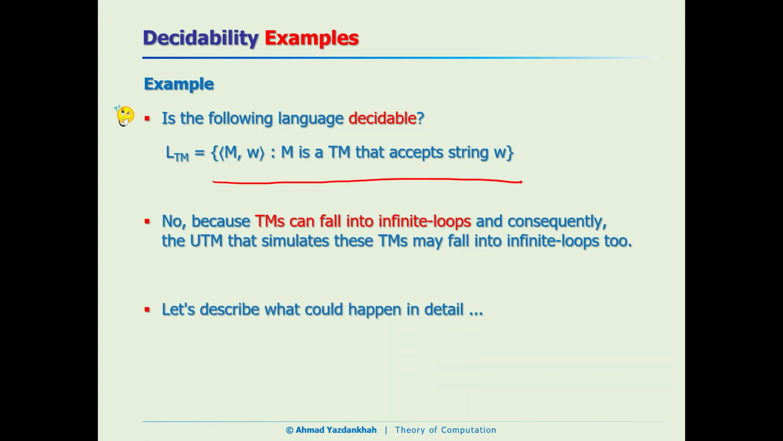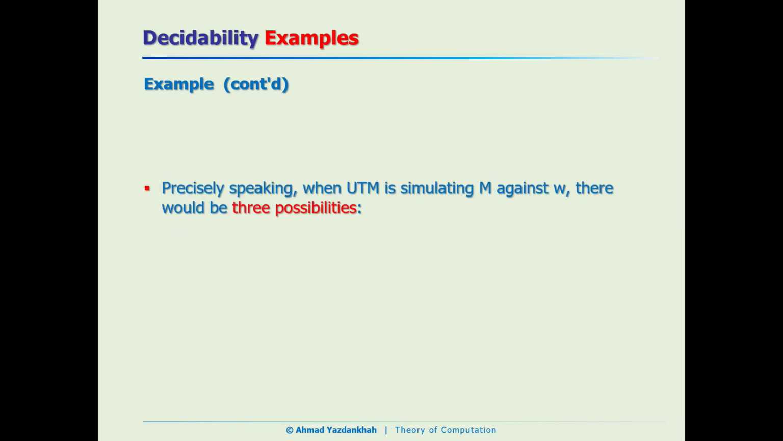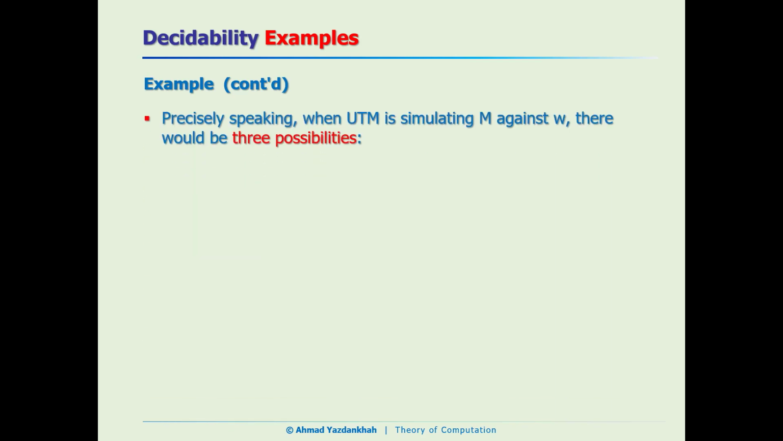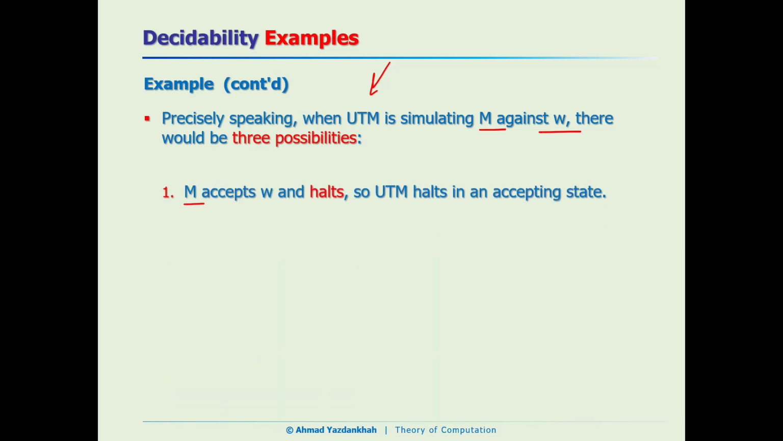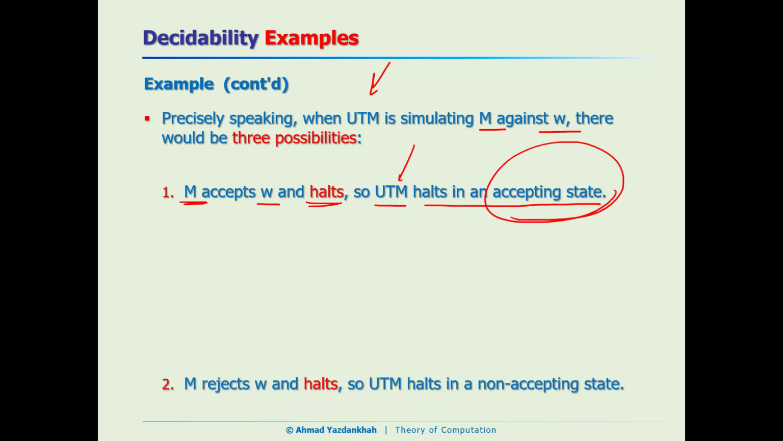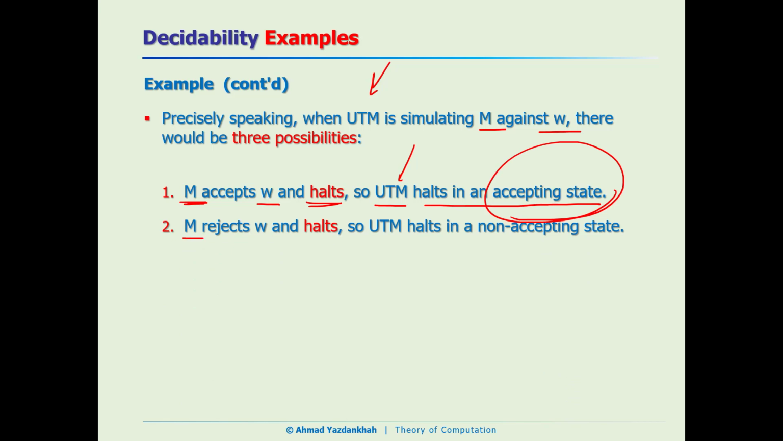Okay, now let me explain it in detail. Maybe this example was not so clear. So this UTM is simulating M against W, right? There are three possibilities. First, M accepts W and halts. In this case, the UTM halts in an accepting state. Remember that the UTM is the machine that simulates the operation of this machine. So in this case, the UTM halts in an accepting state. Second possibility is M rejects W.